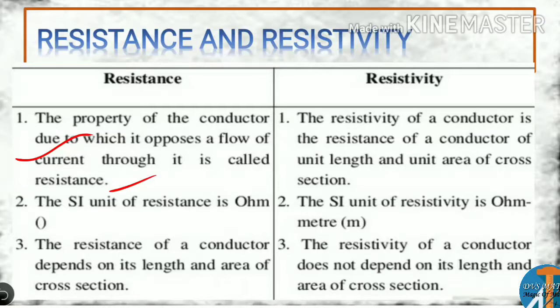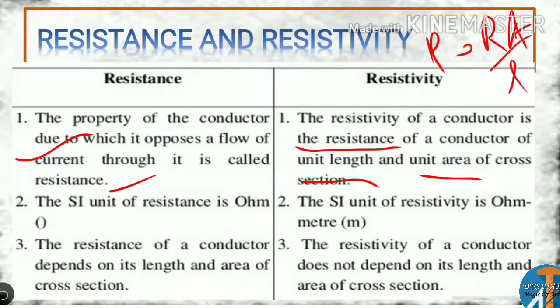But observe the resistivity. Resistivity is the resistance of a conductor of unit length and unit area. So here, as we all know, what is the formula for rho? RA by L. When A becomes 1 and L is 1, both will be equal, rho is equal to R. So resistivity will be equal to resistance when area is 1 unit square and length is 1 unit. If we consider area and length as 1, we can directly equate resistivity to resistance.